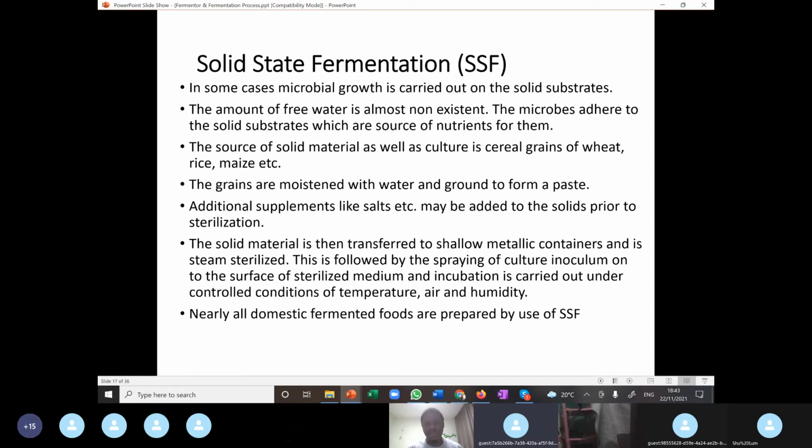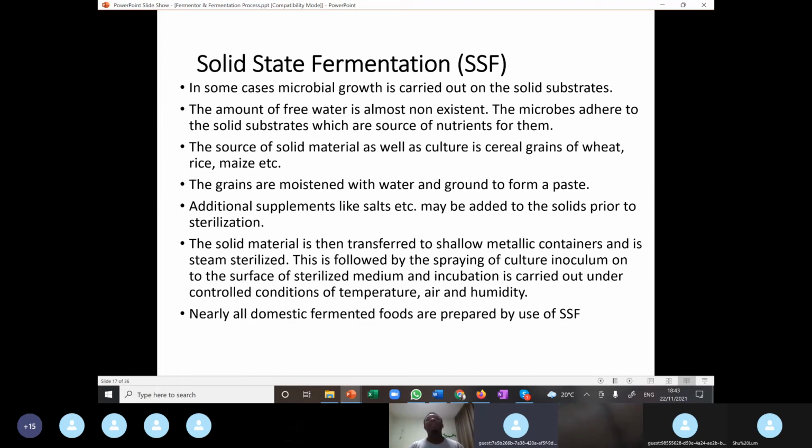Again, when I want to talk about solid state fermentation, I always want you to look at your water fufu, which you usually prepare and eat. That is a typical example of solid state fermentation. The only difference there is that you don't add an inoculum, you don't add a microorganism, and you also don't add any supplements. Now, what then is fermenting your water fufu?